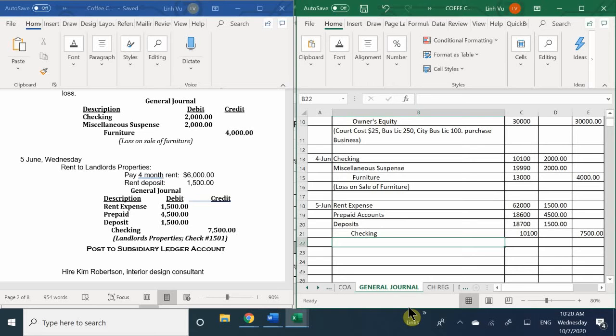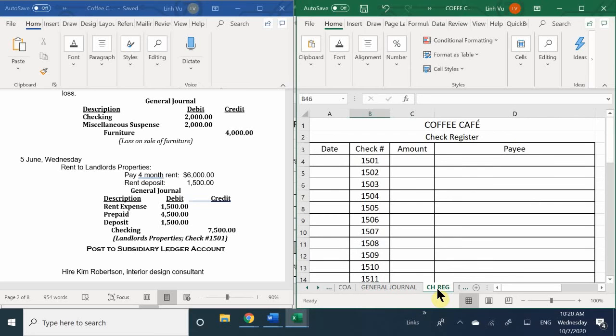Well, we wrote a check for the $7,500. Exactly. We need to go to our check register because we need to make sure that the check is written, because you just made this transaction, which means that you just wrote your first check. So here again, I've already indicated that it was 1501. So the date is going to be June 5th. Okay. What was the amount for? 7,500. And who am I making this check out to?